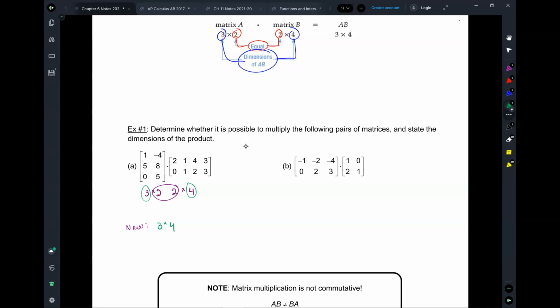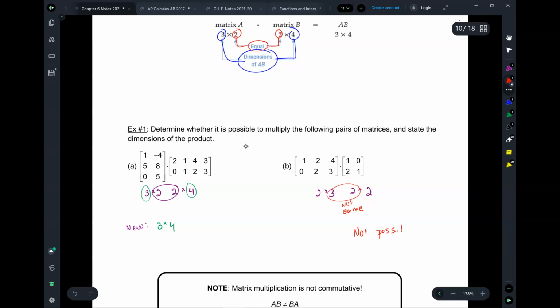All right, what about the other one? You have a 2 by 3 and a 2 by 2, and can you multiply them? No. Because these are not the same, you can't multiply them.